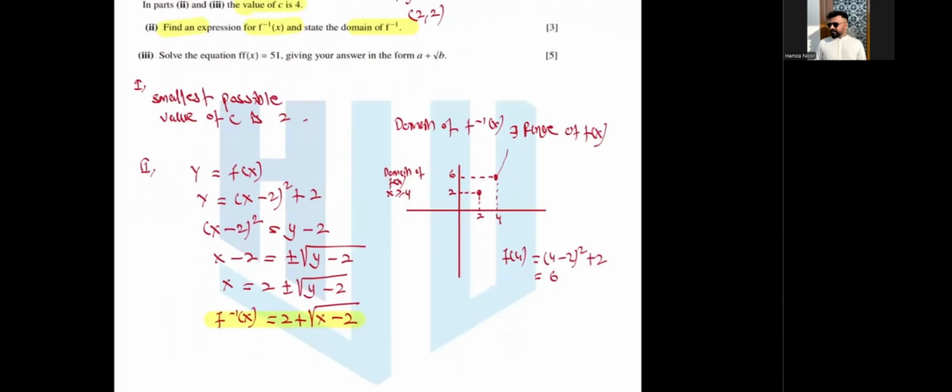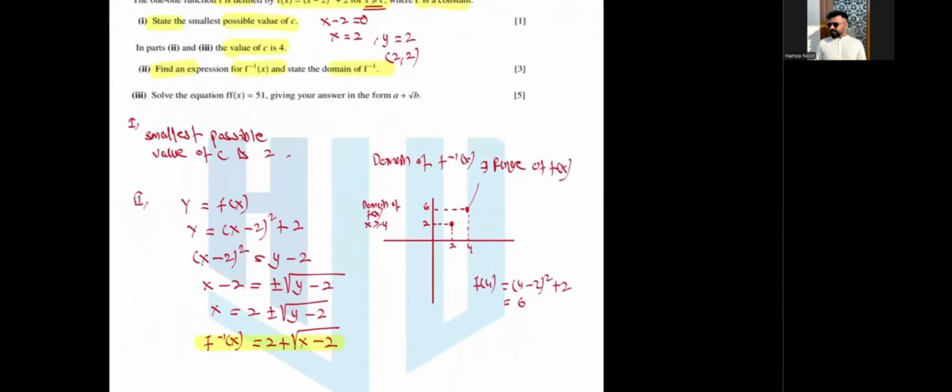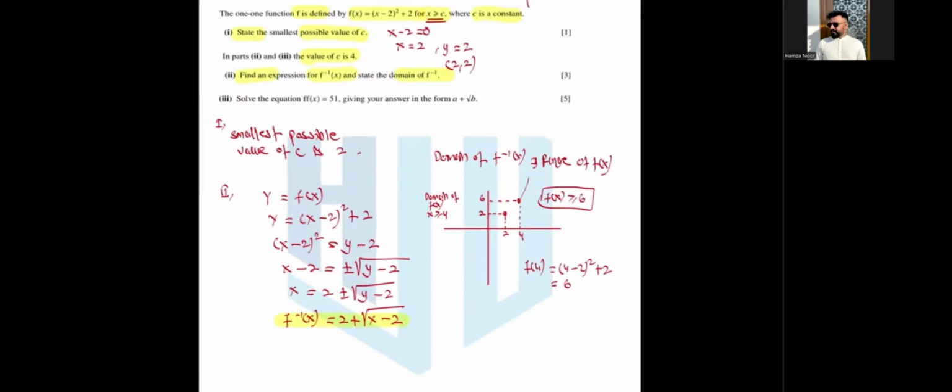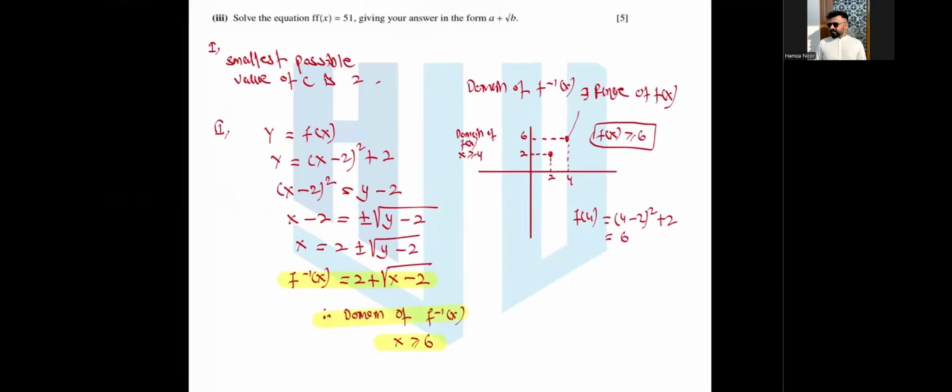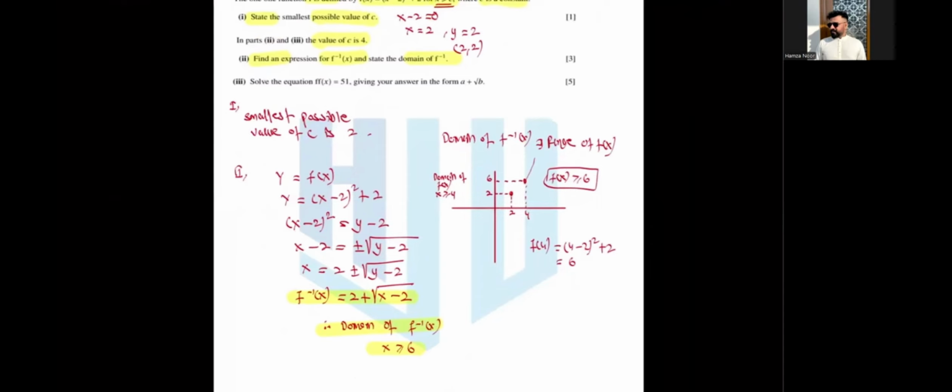All right. So now according to this sketch of the graph, I can say that the range of f(x) is that f(x) is greater than or equal to 6. Now this will become the domain for f inverse x. So therefore we are going to say that the domain of f inverse x is that x is greater than or equal to 6. This is supposed to be our answer. All right. So here was the requirement for part 2.